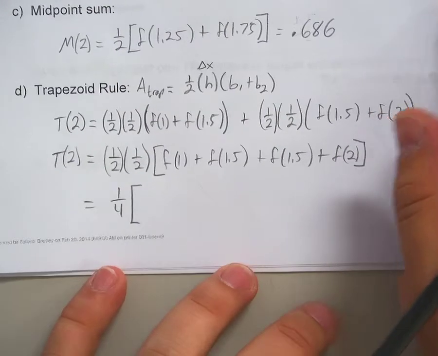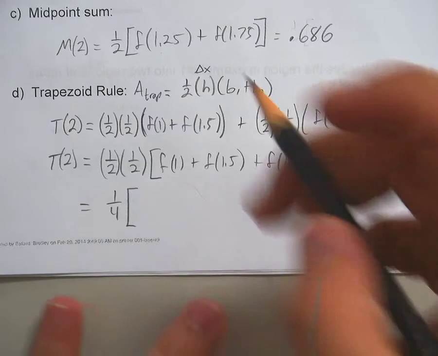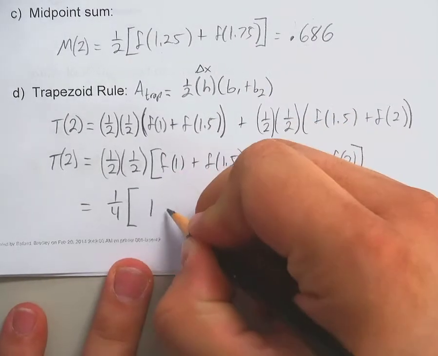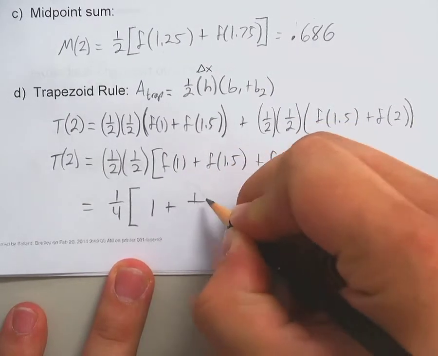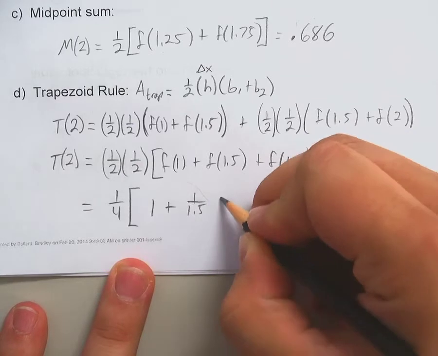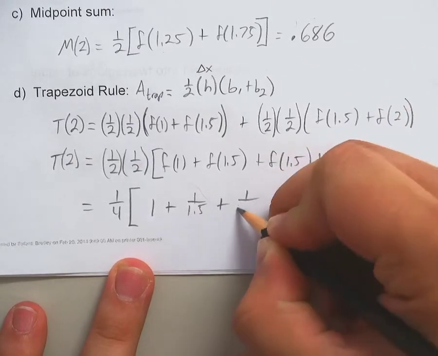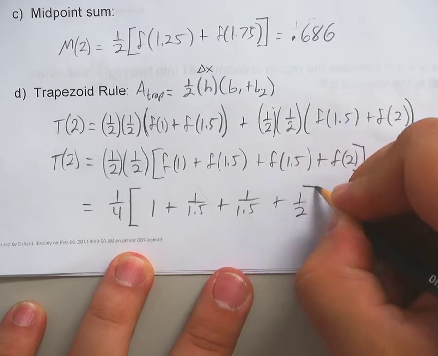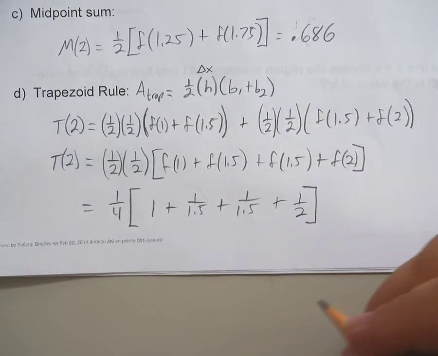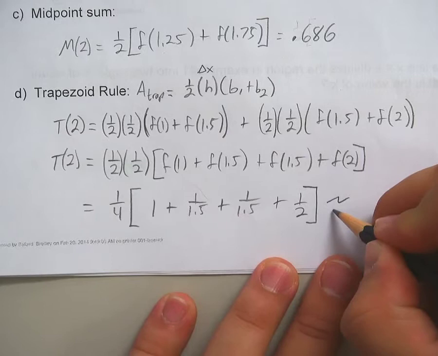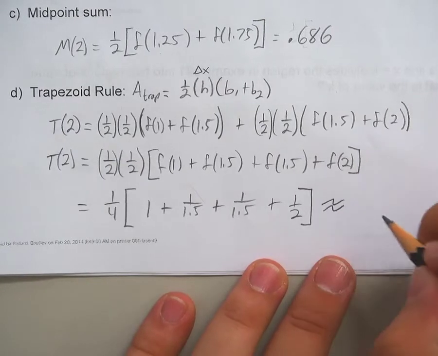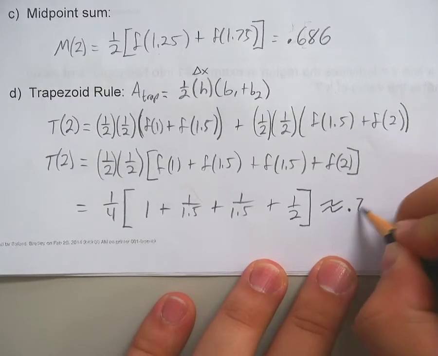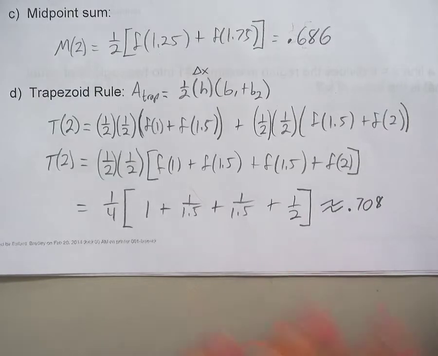Now we already have most of these from the beginning part, so f of 1 is 1 plus f of 1.5 is 1 over 1.5, f of 1.5 is 1 over 1.5, and f of 2 is 1 over 2. And that is approximately 0.708.